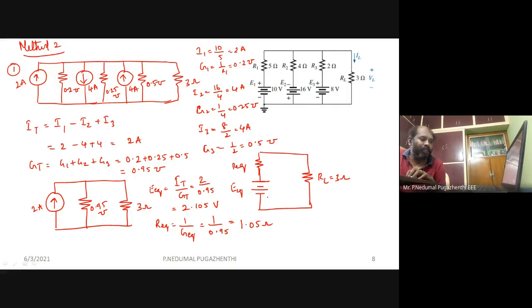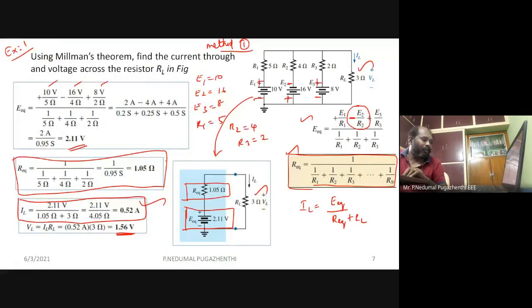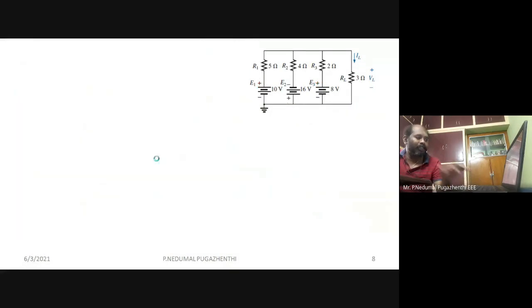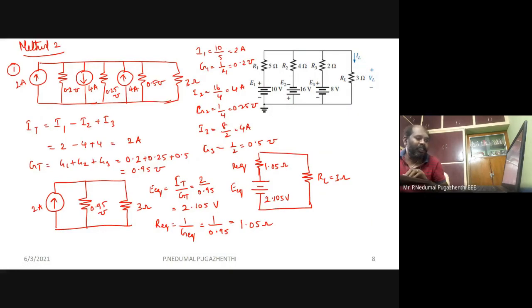So I will write my E equivalent. It is 2.105 volt, and R equivalent is going to be 1.05 ohms. You can see the value you got in the previous case: E equivalent is equal to 2.11 and R equivalent is equal to 1.05. Now you compare, here it is 2.105 and 1.05. It is mostly the same, because the multiple decimal values might have led to this small change in the value, right?